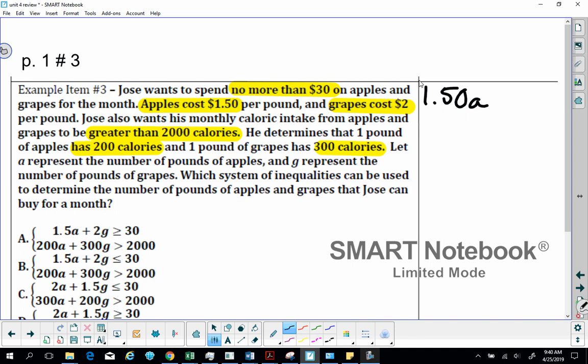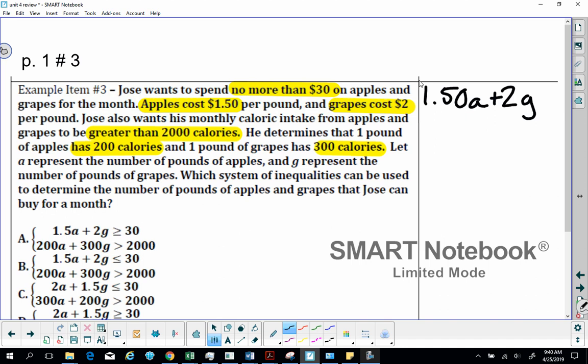Okay, so we have $1.50 for apples, and then grapes cost $2. Am I subtracting the cost of grapes, or am I adding the cost of grapes? Adding. When I go to check out at the grocery store, they add everything together. Is everybody with me for that part? Any questions on that part?